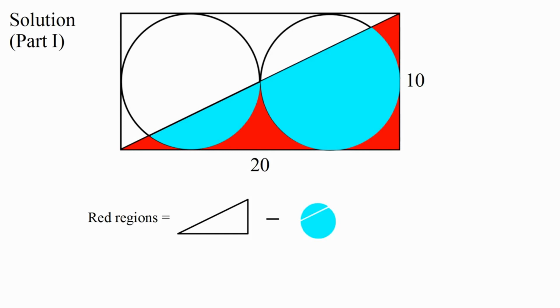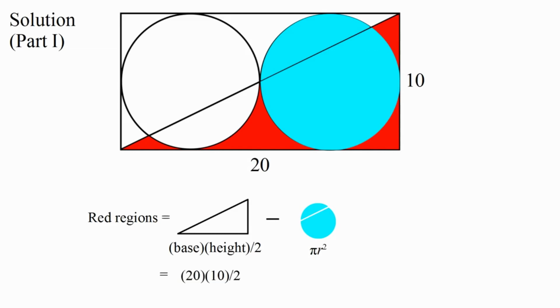We now solve for the area of each piece. The area of a right triangle is its base times its height divided by 2. The area of a circle is pi times r squared. The right triangle has a base of 20 and a height of 10. The circle has a radius which is equal to half the height of the rectangle, so its radius is equal to 5, and the circle has an area of pi times 5 squared. This means the area of the red regions is equal to 100 minus 25 pi, or approximately 21.46.